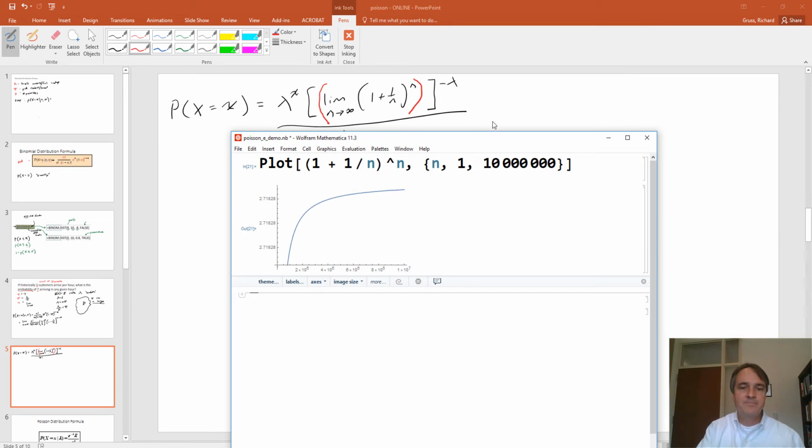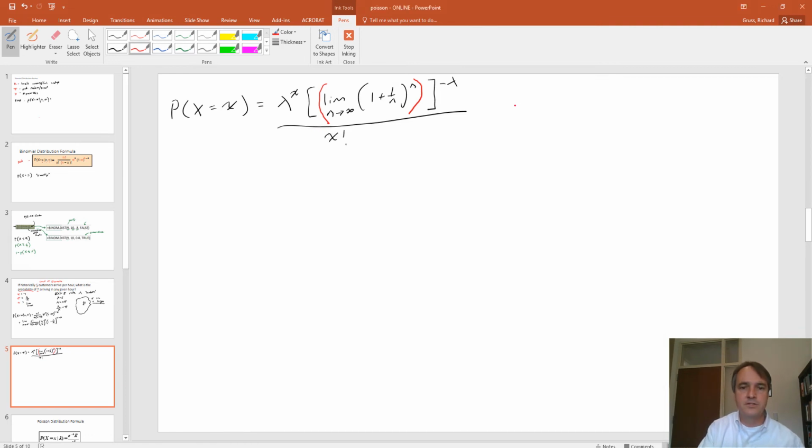It's 2.71828. It turns out this is one of these magical constants that crops up in mathematics. The fact is this converges to an irrational number. So this is going to get closer and closer, but never quite reach a certain number that is somewhere around 2.718.